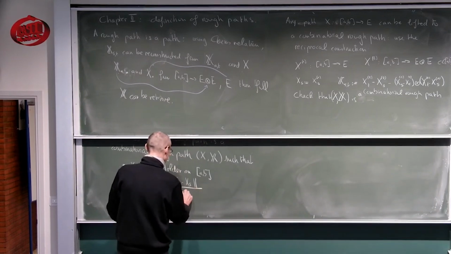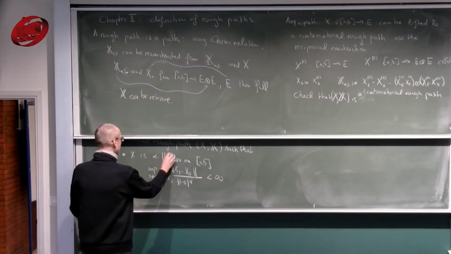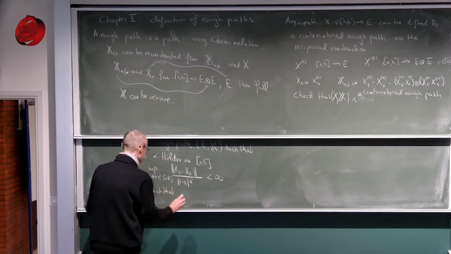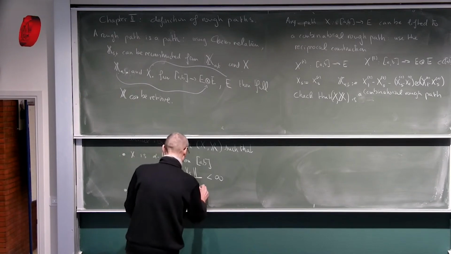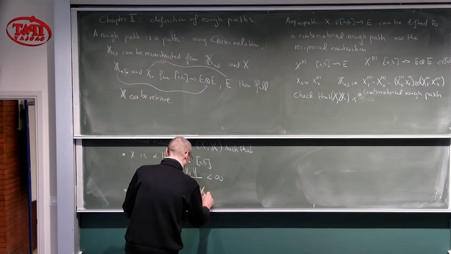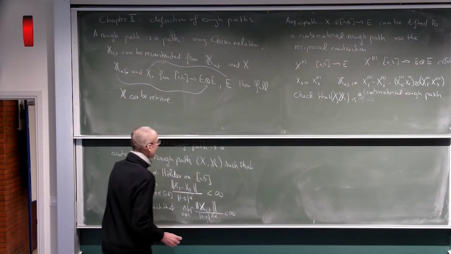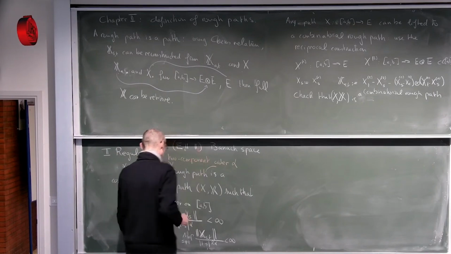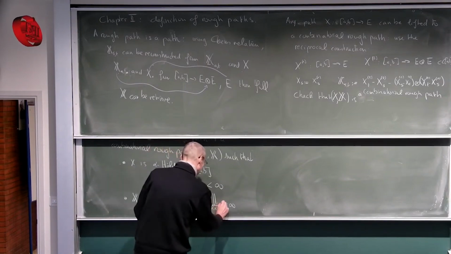So the alpha is strictly less than infinity. X is such that on this side it is the same. The sup over S not equal to T of the norm of X_ST divided by |T minus S| to the 2 alpha is infinity. And of course, I'm cheating. Here I should add a little subscript. There is a norm on E, and here this is the same norm, and here it should be a norm on E tensor E.